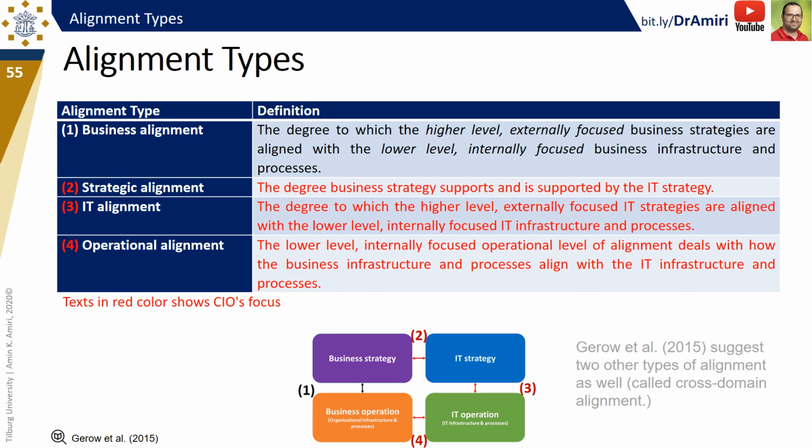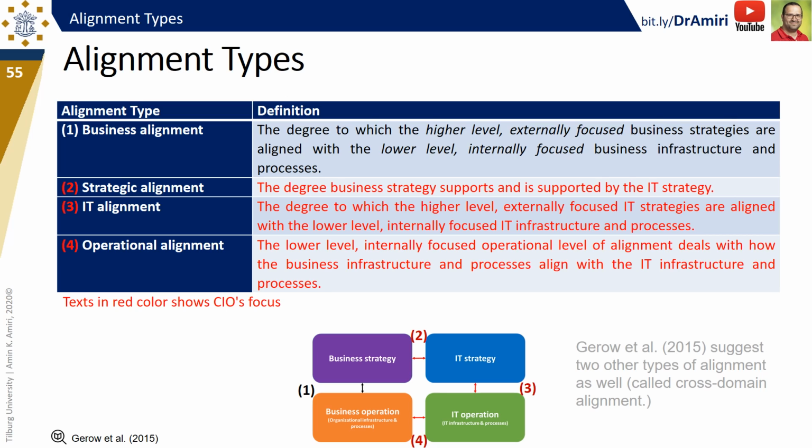Business alignment is the degree to which the higher level externally focused business strategies, our long-term plan for the organization, is aligned with the lower level internally focused business operation, which is about organizational chart, business processes, and so on and so forth. Note that CIOs are not in charge of business alignment. Chief Operating Officers, CEOs, are better candidates for that.